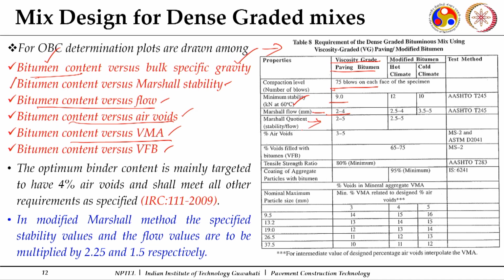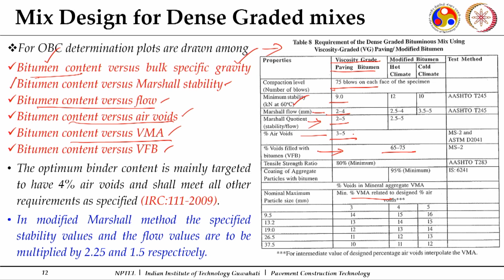There is another parameter, Marshall quotient, which is the ratio of your Marshall stability and flow, which should be in the range of 2 to 5. Percentage air voids should be in the range of 3 to 5%, and the voids filled with bitumen should be in the range of 65 to 75%. Thereafter, for voids in mineral aggregates also, it says it depends upon the NMS of that particular mix and the air void content target.